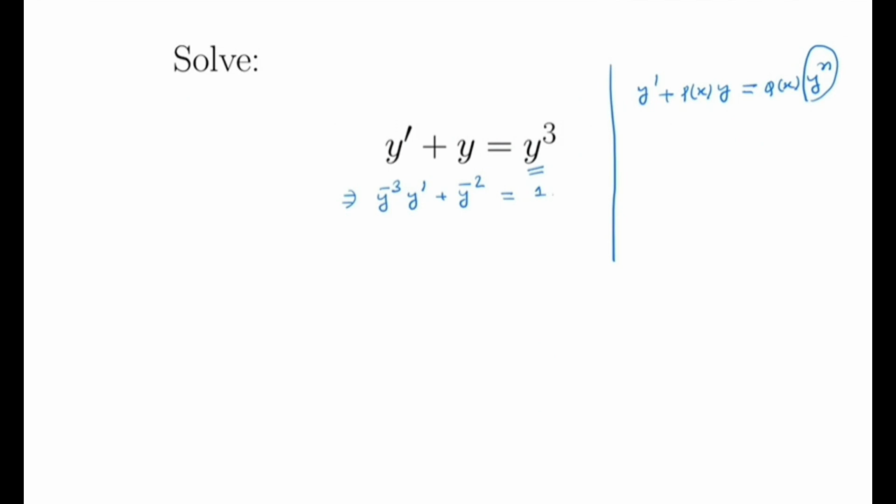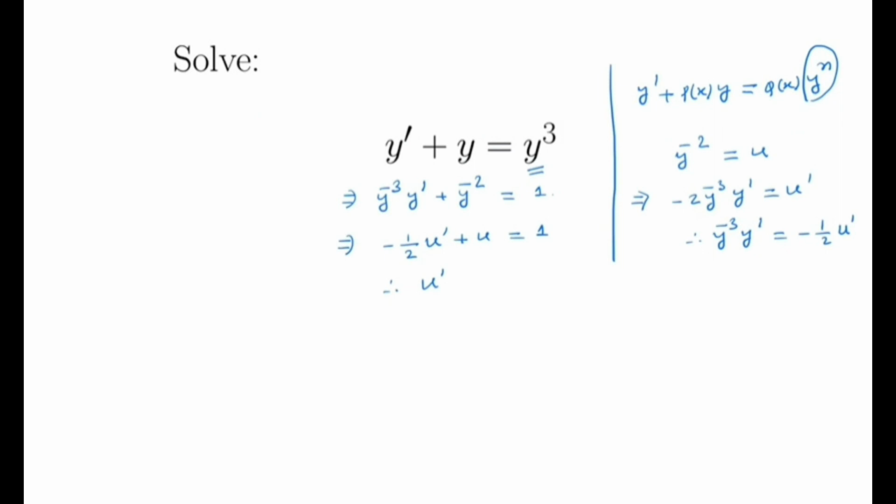Now we'll make a substitution, which is y to the power minus 2 is equal to u. Then by differentiating both sides, we get minus 2 y to the power minus 3 y prime is equal to u prime. So y to the power minus 3 y prime is equal to minus half times u prime. By substituting, we get minus half u prime plus u is equal to 1. By simplifying, we get u prime minus 2u is equal to minus 2.